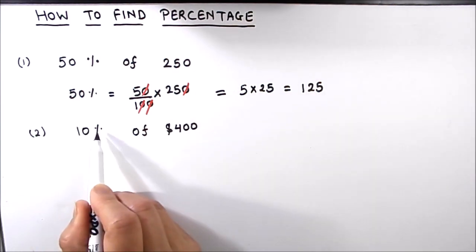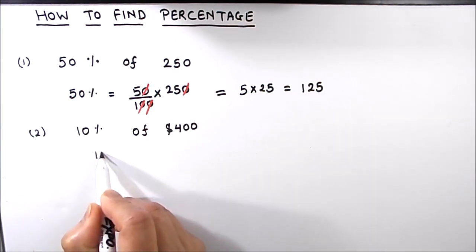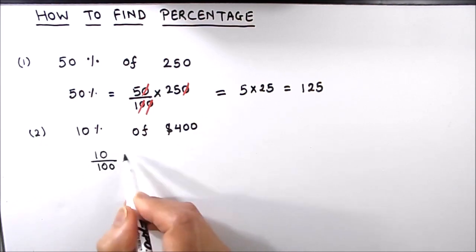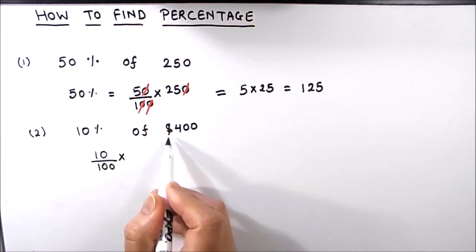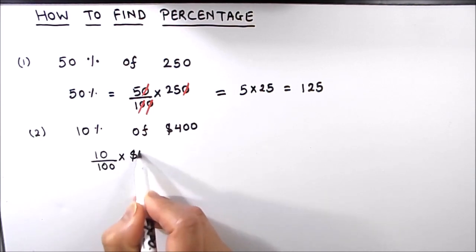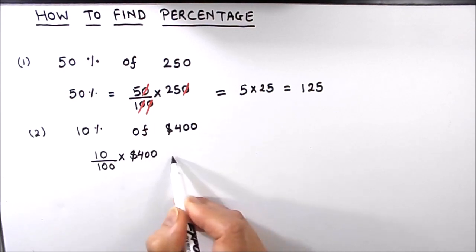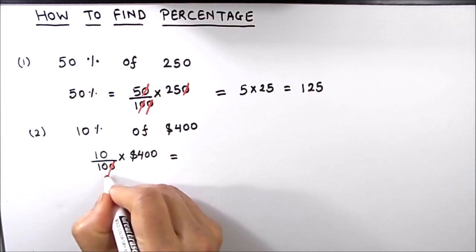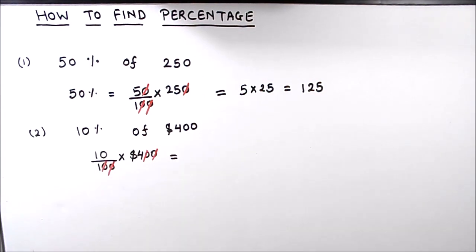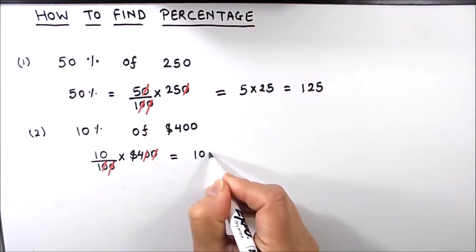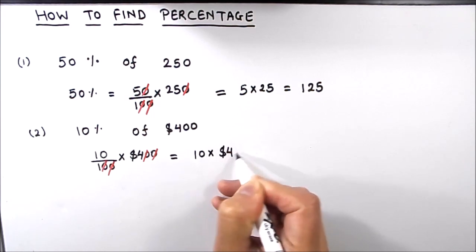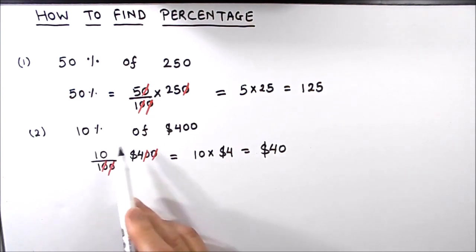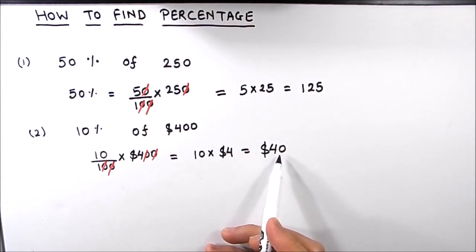Our next example is to find 10% of $400. For this, we will first remove the percentage sign. So 10% means 10 divided by 100. Of means multiplication, and $400 will be $400. Now we can simplify this. These two zeros get cancelled with these two zeros, and in the numerator we are left with 10 times $4, which is equal to $40. So 10% of $400 is $40.